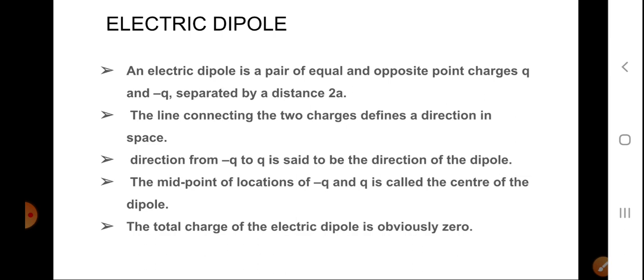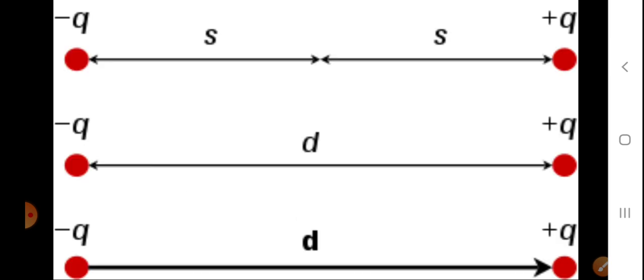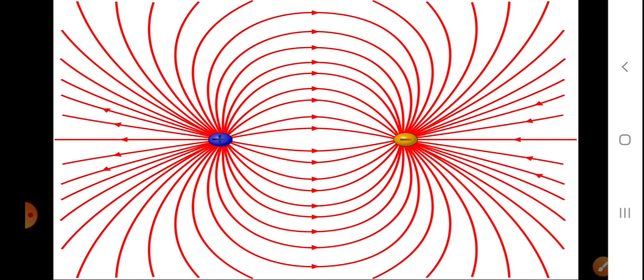And the total charge of the dipole is 0. You know very well why it is 0. The reason is one is plus q and another one is minus q. It doesn't mean that there is no field at all. Since the charges plus q and minus q are separated by a distance, the electric field due to them, when added, does not cancel each other.